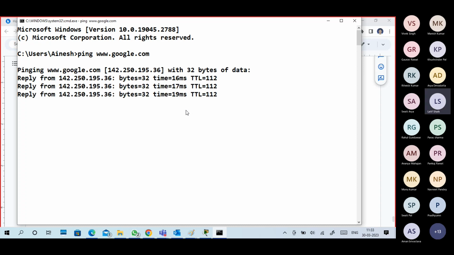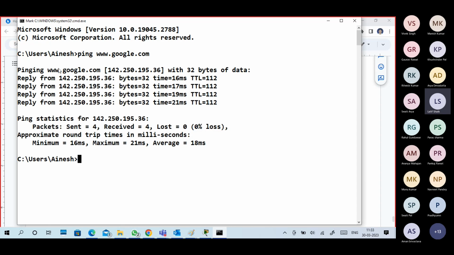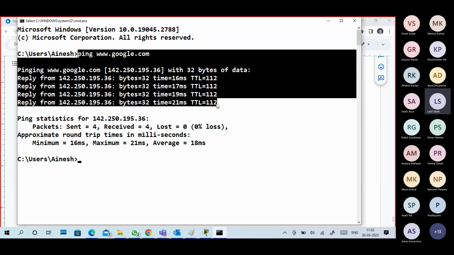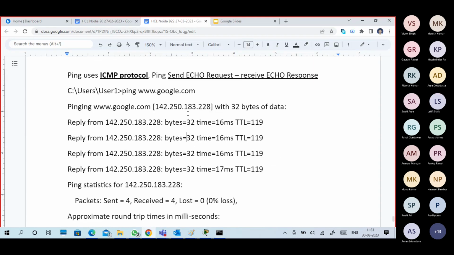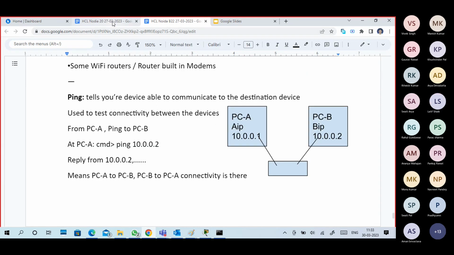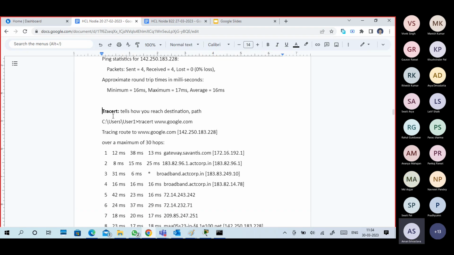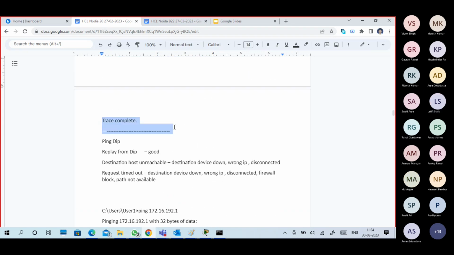I am getting a reply from the www.google.com server IP address. It means I am able to communicate. I have internet connectivity, my DNS is working, and I am able to connect and communicate to www.google.com. Guys, do you understand what the use of ping is? Yes, sir. Very good.